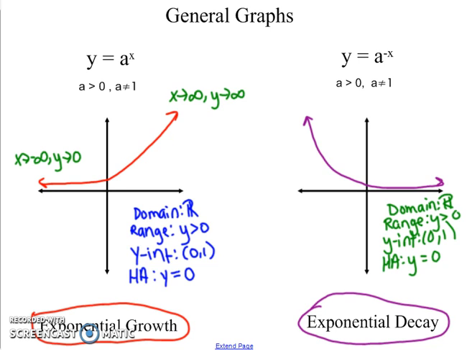So when we look at the end behavior for these, on the left end, as x approaches negative infinity, y is approaching positive infinity. On the right end, as x approaches positive infinity, y approaches 0. So they're kind of flipped from each other.